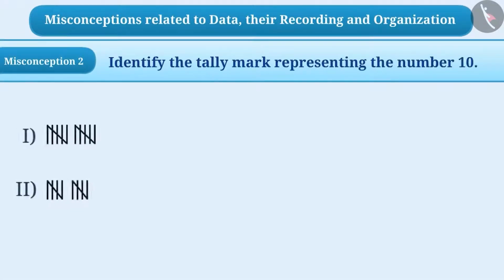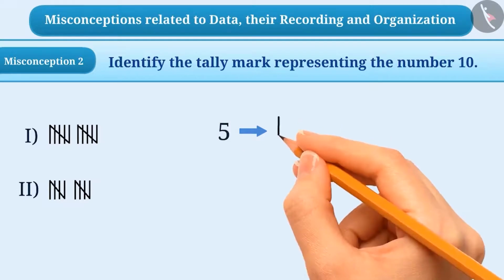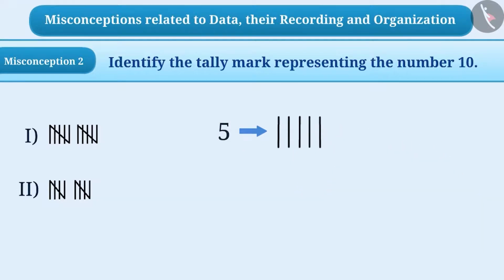Misconception 2. Identify the tallying mark representing the number 10. A slanting line is drawn on 4 straight lines to represent the number 5 in the tally mark. But some children may not get the right way to express tally marks. They draw a slanting line on 5 straight lines to represent the number 5.